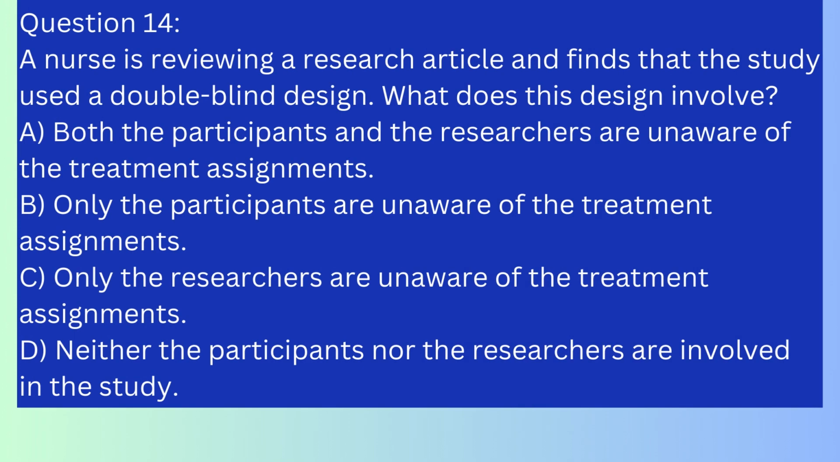Question 14. A nurse is reviewing a research article and finds that the study used a double-blind design. What does this design involve? A. Both the participants and the researchers are unaware of the treatment assignments. B. Only the participants are unaware of the treatment assignments. C. Only the researchers are unaware of the treatment assignments. D. Neither the participants nor the researchers are involved in the study. Answer: A.